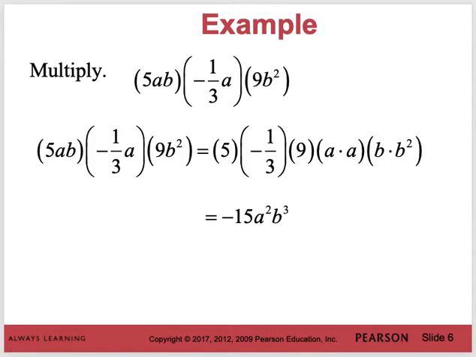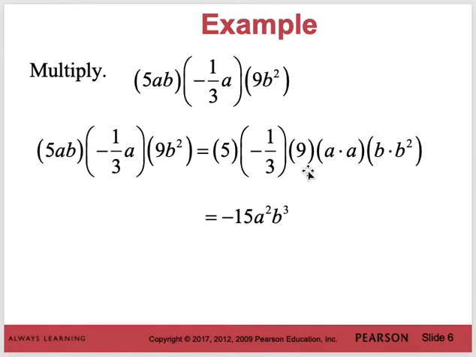Here is an example where we're multiplying different sets of expressions together. 5ab times negative 1/3 a times 9b squared. What we can do first is multiply 5ab times negative 1/3 a times 9b squared. This first section did not change. It is the same as above. Next, we can write it as 5 times negative 1/3 times 9.